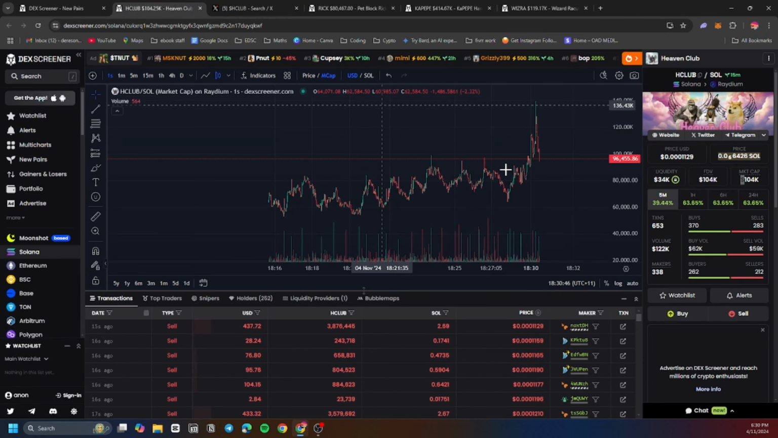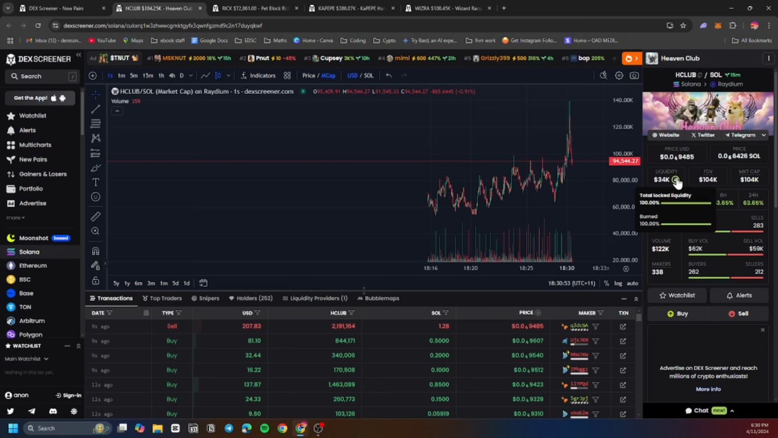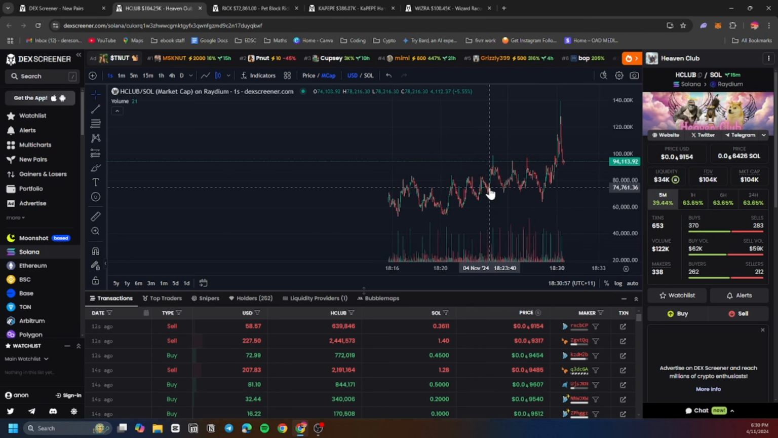So I like that. Now, another thing you want to look at is the basic rule: if the liquidity is locked. So obviously you want to know if the liquidity is locked, and obviously this one is. So this is a good sign.